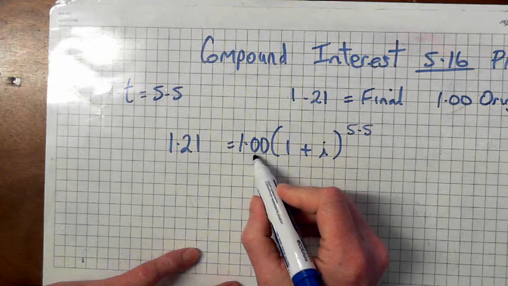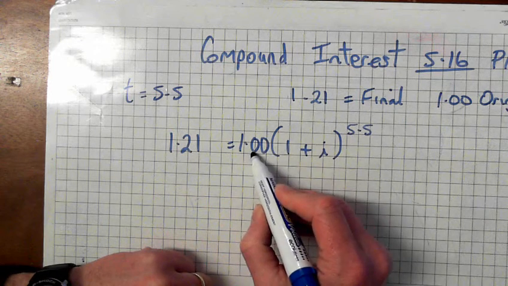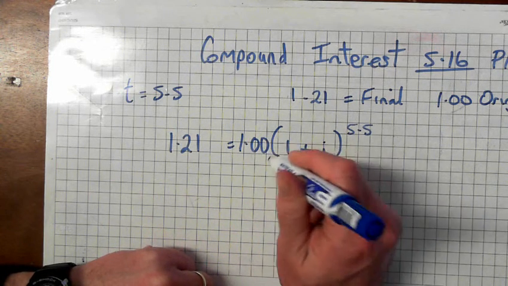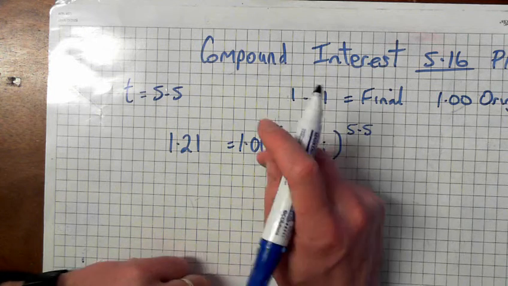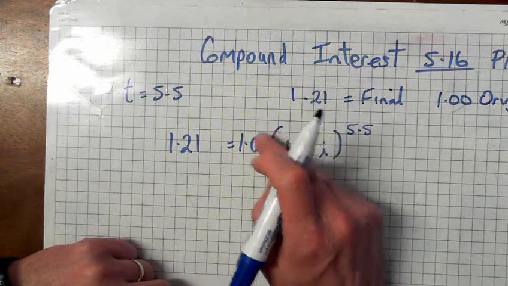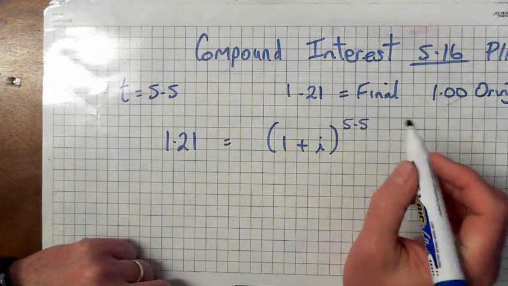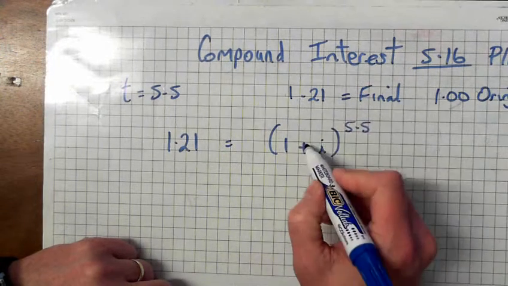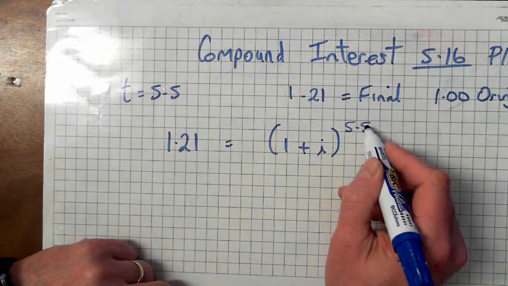So this side, to get rid of the 1 on this side, so 1 times this, what do you do? You divide both sides by 1. If I divide both sides by 1, does it change it? It doesn't change anything. Right, this side we have 1 plus I to the power of 5.5.